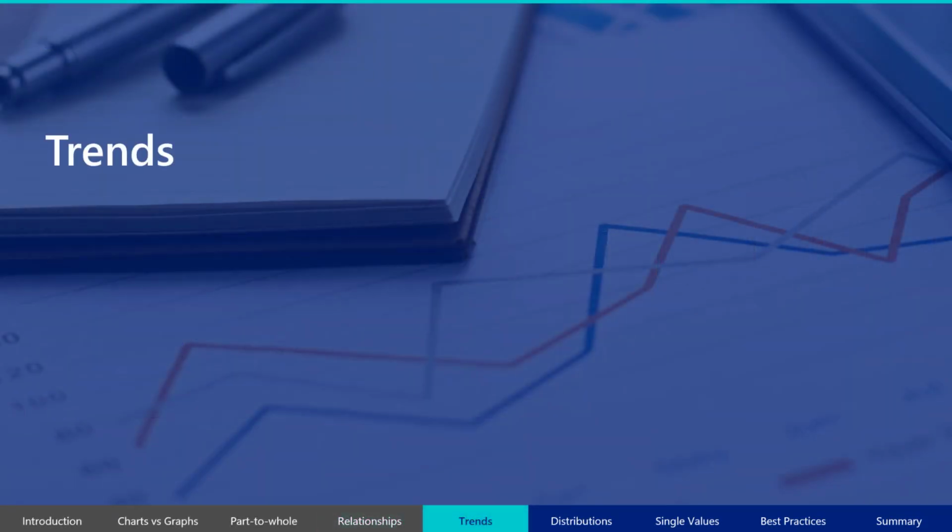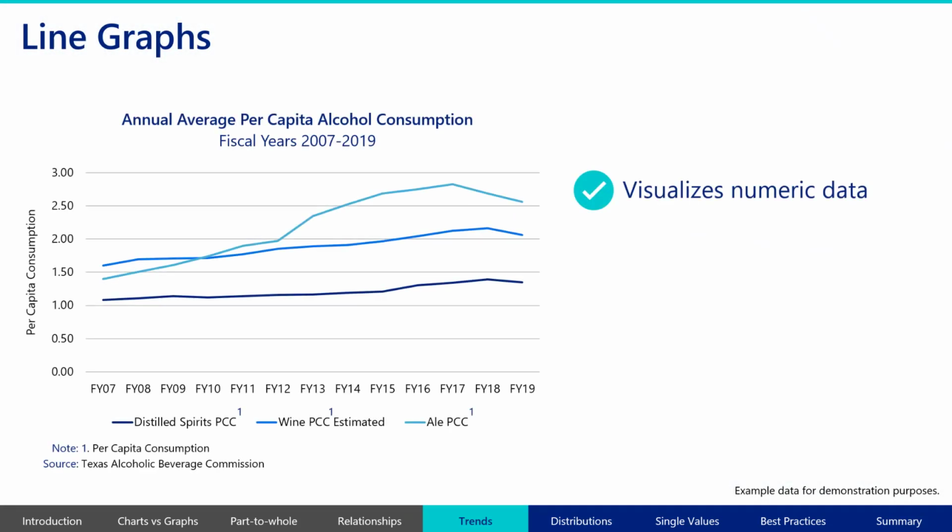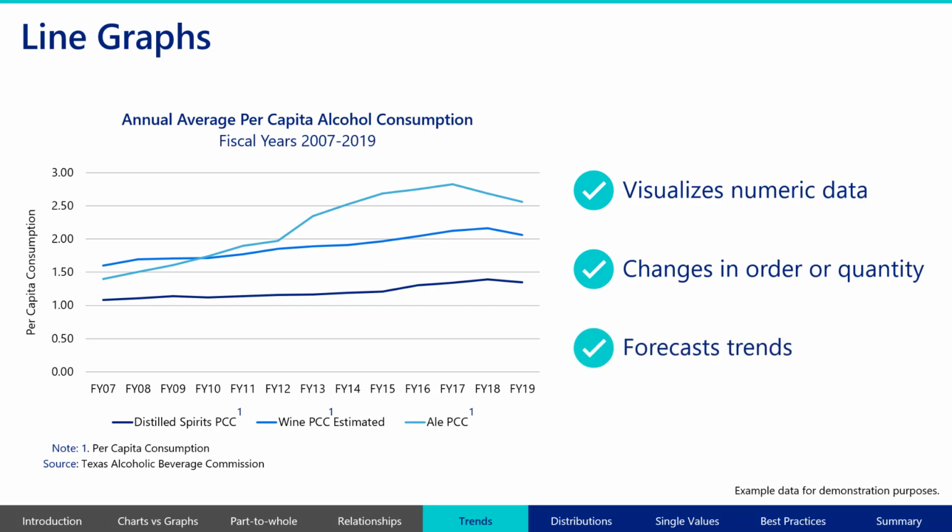Sometimes your audience needs to know how something changes or trends across a continuous variable, such as time or distance. In these cases, you can display information using line graphs and area charts. Line graphs are a common format of visualization used to display numeric data that changes in order or quantity. They are most often used to show change over time and are helpful for forecasting or predicting trends. In a line graph for visualizing change over time, the unit of time is displayed on the horizontal x-axis and the unit of measurement is displayed on the vertical y-axis.